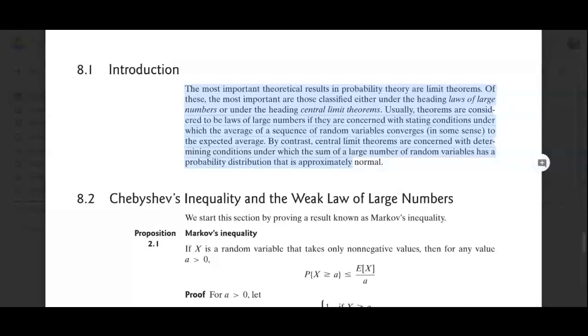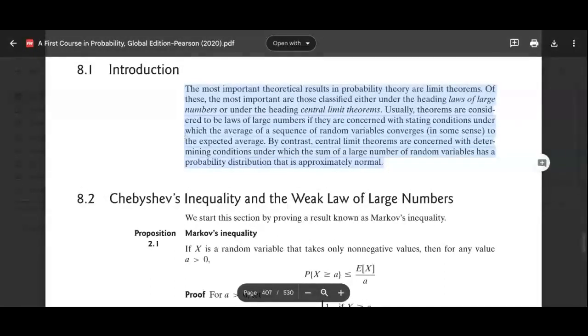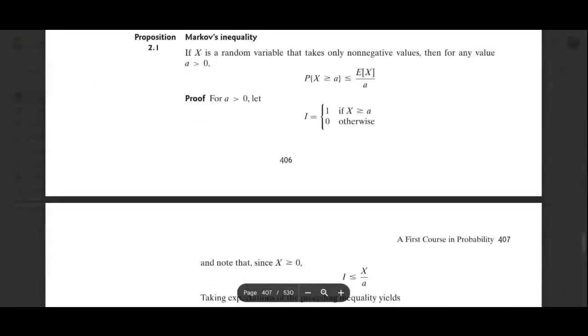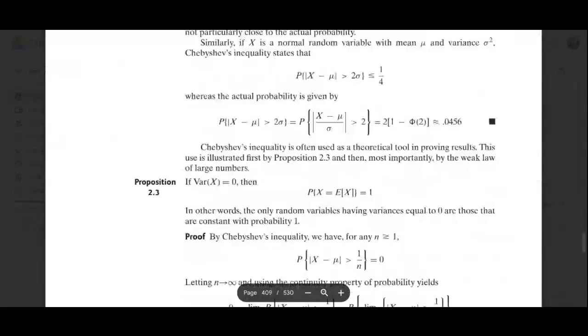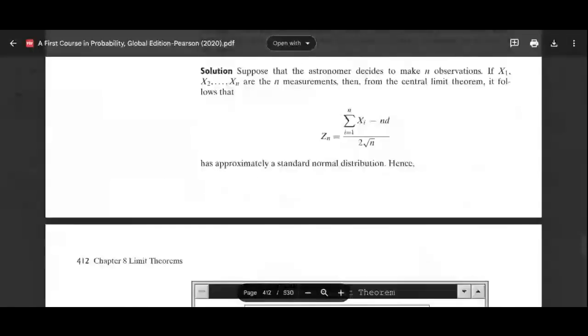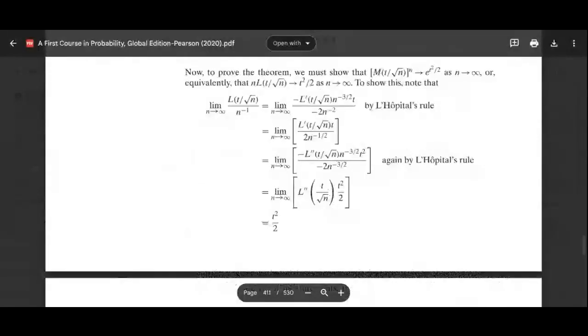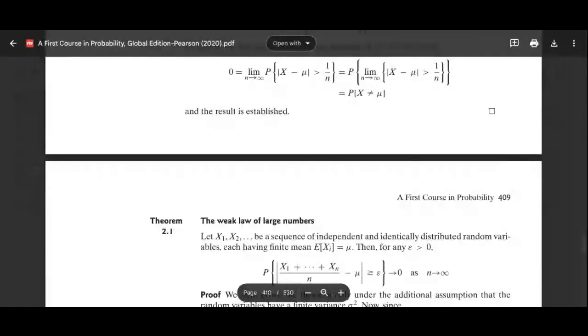All right. So this is this paragraph, right? So yeah, the central limit theorem and the law of large numbers. Okay, two big things. 8.2, Chebyshev inequality and the weak law of large numbers. So the weak law, compared to the strong law of large numbers. Okay, we're going to go to the strong law of large numbers maybe later. Let's see the weak one.